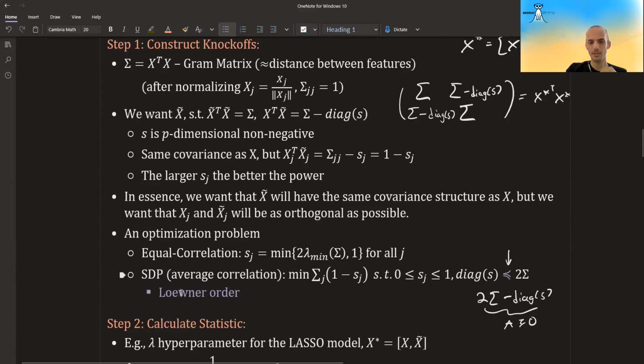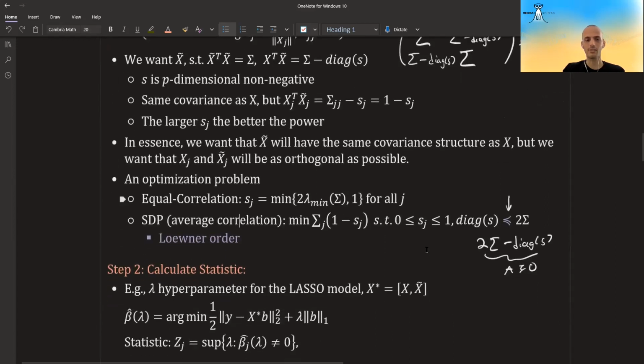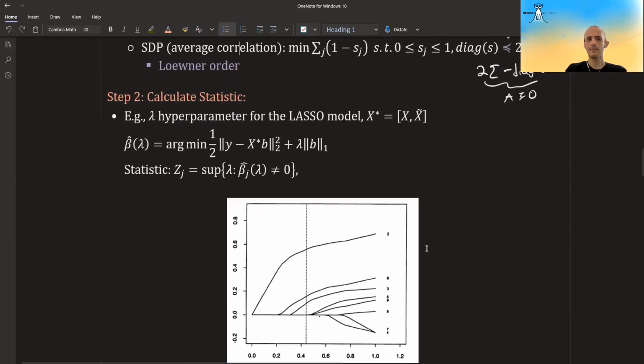Okay, I won't go too much into details in this video. Probably in a future video, I will cover this a bit more in depth, but it's doable. You have the matrix and you have some optimization way to generate the knockoffs. And once you have the knockoffs, then you can calculate statistics for them.